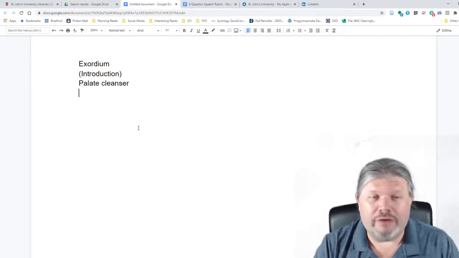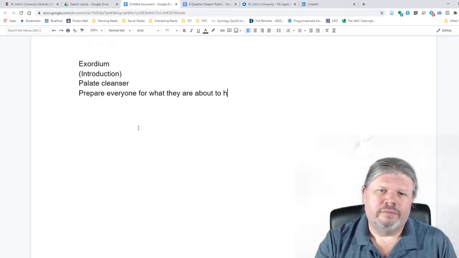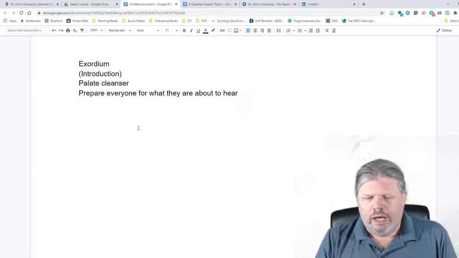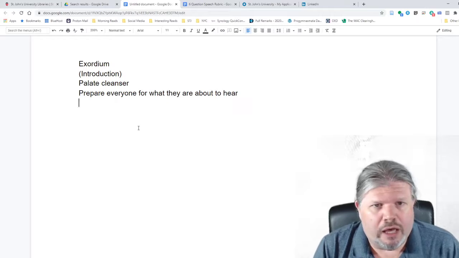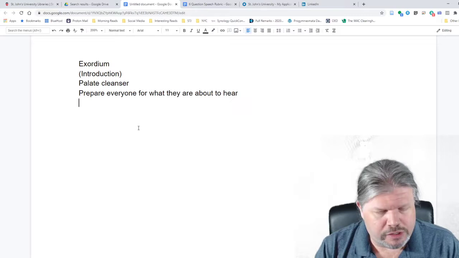Another thing that you have to do in the Exordium is prepare everyone for what they're about to hear. This is Cicero's recommendation. What does this mean? Well, you might be talking about something very technical or very expert-oriented, and you need to prepare them with background or things that you're going to hear.